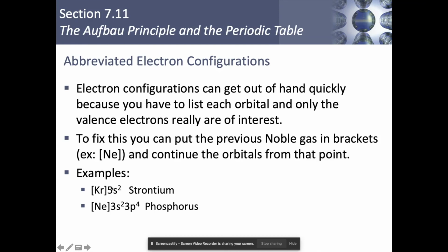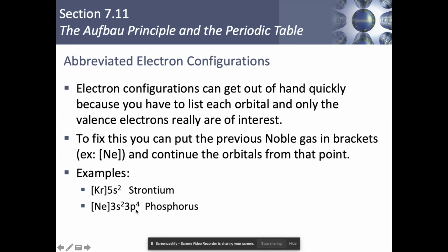And then I just say, okay, the only electrons that I really care about are the 5s2 electrons. So the 2 electrons that are in the 5s level. And so you just continue writing it like normal. Phosphorus, same exact thing. What's the previous noble gas before it? It is neon. That contains 10 electrons. Great. So then 3s2, 3p4, that would complete my electron configuration.